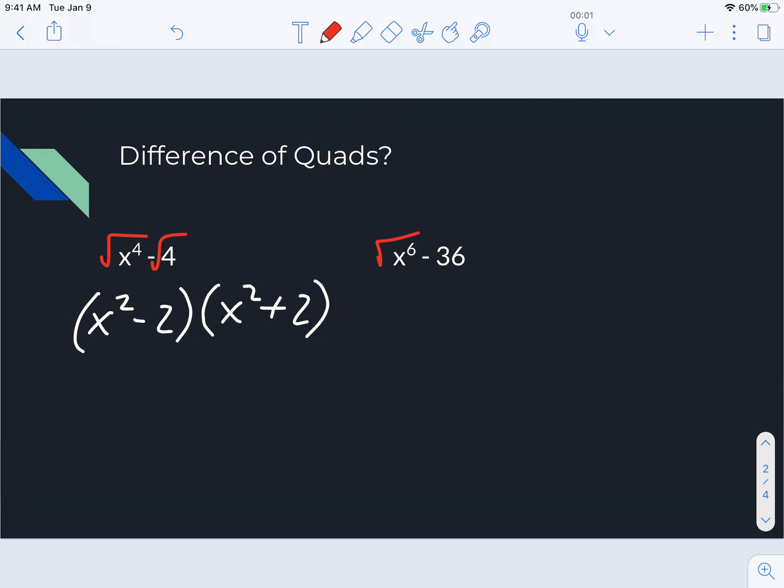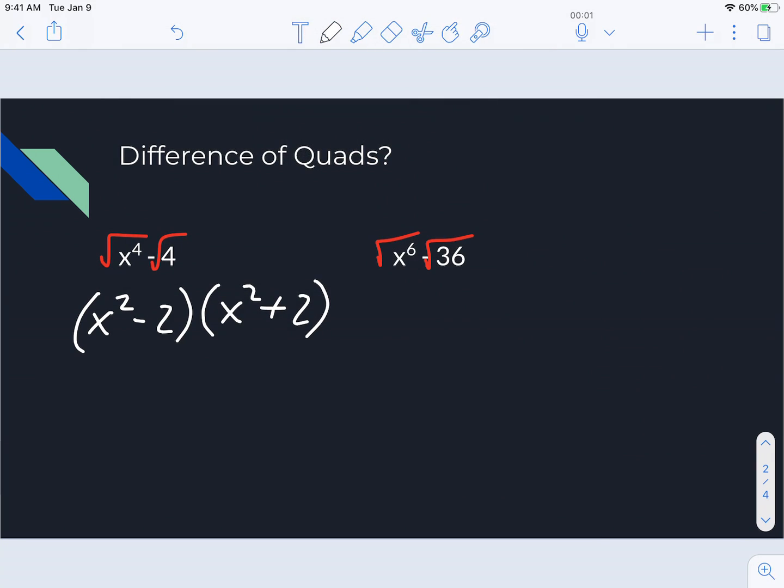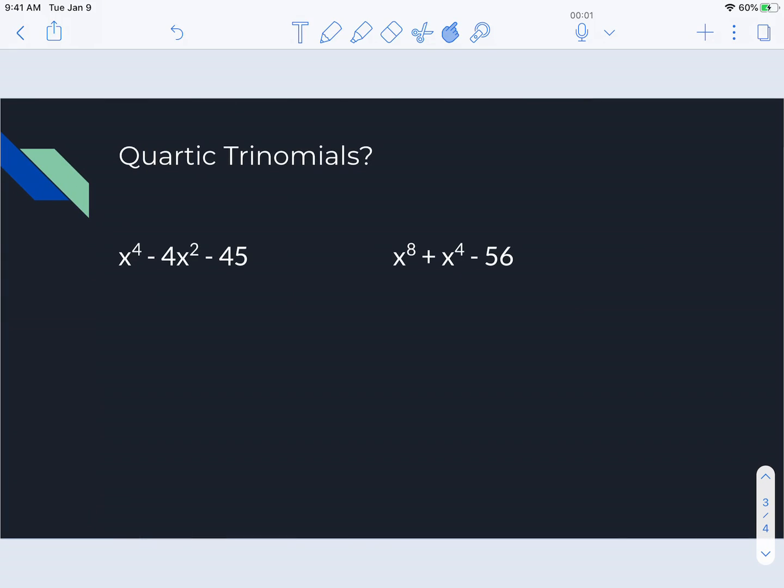it's really the same thing. When you take the square root of x to the 6th, you're dividing the exponent in half, and that is x cubed. So this is x cubed minus 6 and x cubed plus 6, like that. That should be a cubed. Not so tough.